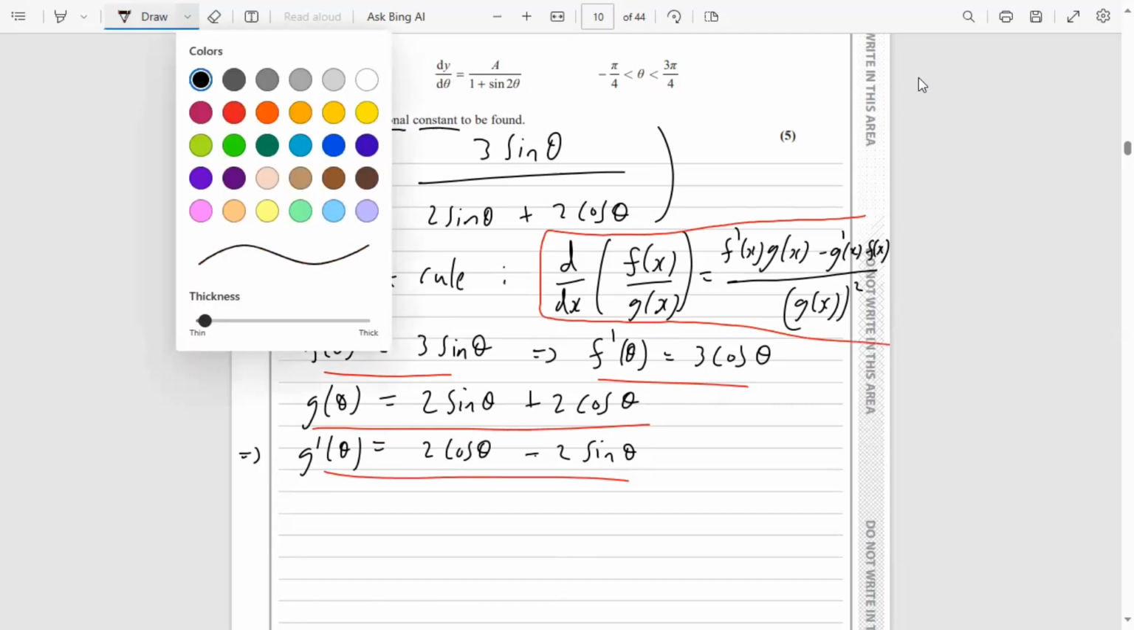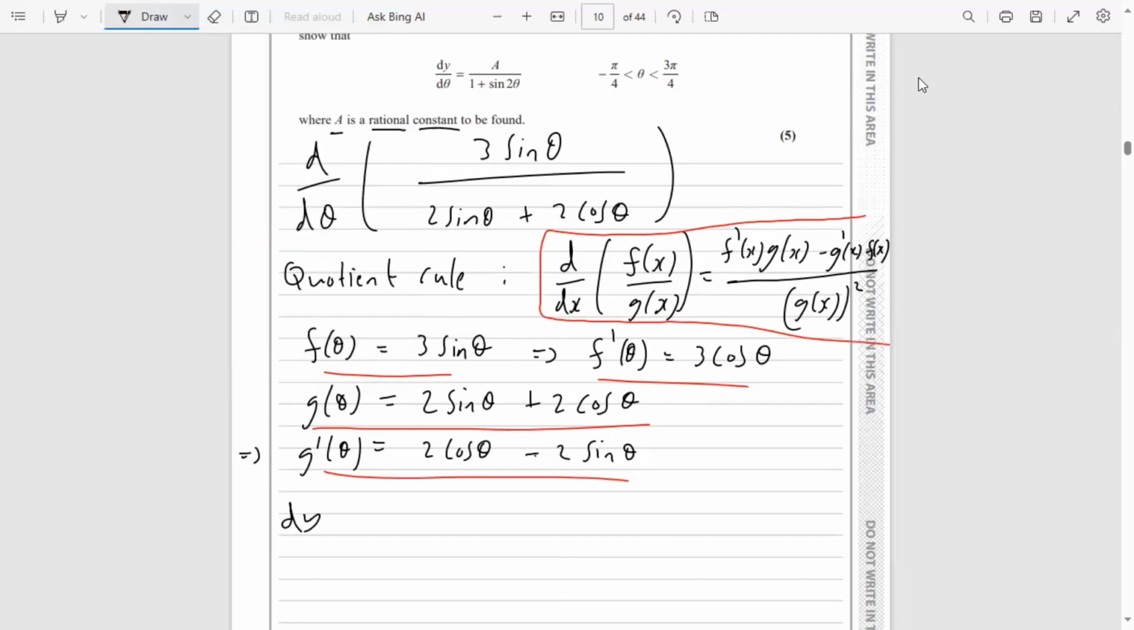So we know that when we differentiate y, so dy by d theta, we're going to get f dash. So our f dash is this thing there. So we're going to get 3 cos theta, and then times by g x, which is, well, again, we're using the variable theta, so it's g theta. So times this f dash by g theta, which is 2 sine theta plus 2 cos theta. And then we're going to have a minus sign.